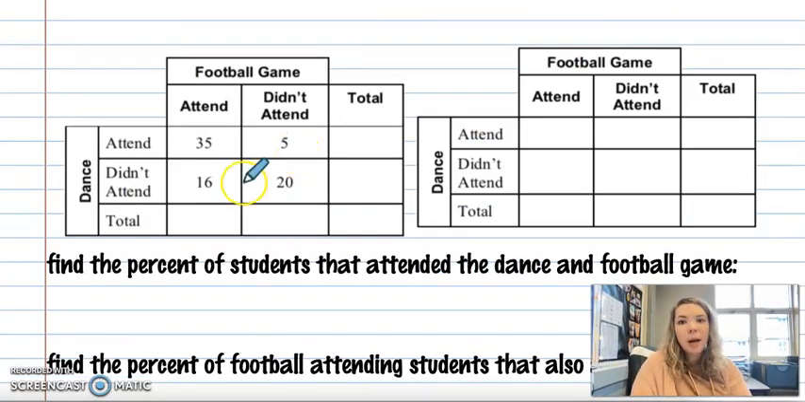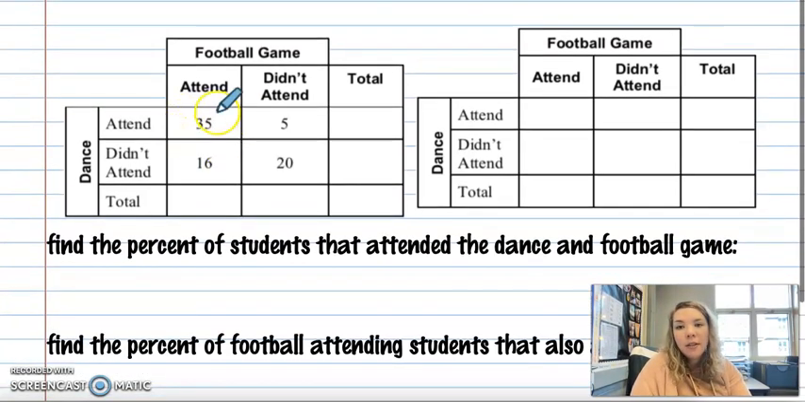In this case, we're talking about students that attended a football game or a dance. They're asking one student whether or not they went to the dance, the football game, neither, or both. So they collected data. 35 attended both, 5 attended the dance but not the football game, 16 attended the football game but not the dance, and 20 attended neither. So that's what our table is saying.